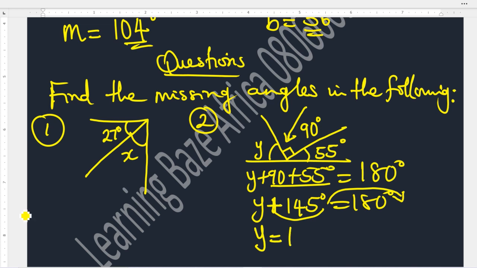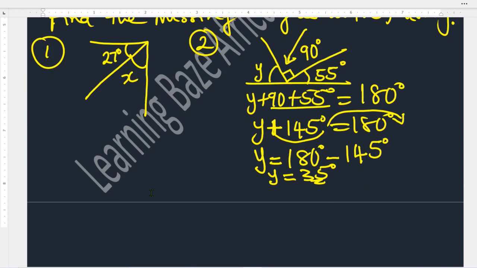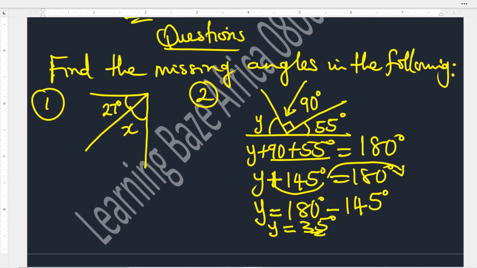So that will be 180 degrees plus 45 becomes, plus 145 becomes minus 145 degrees. So y is equal to 35 degrees. So I want to believe that for those who didn't get it right, you can now see your mistake and you can see the correction. For number 1, I believe everybody got it right. And if you didn't, pay attention.